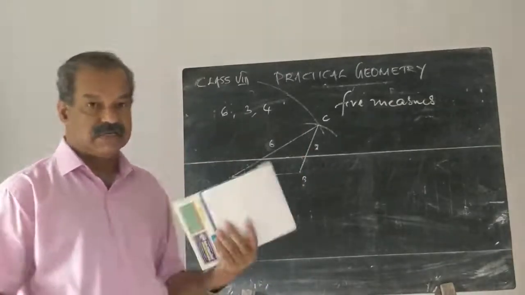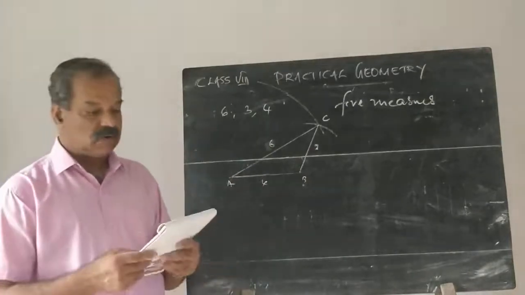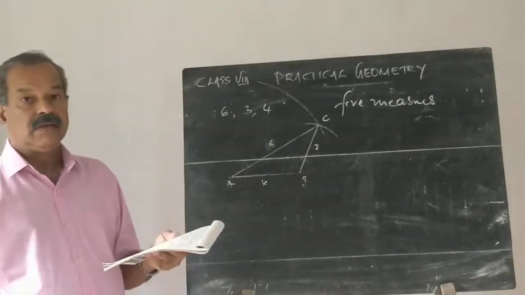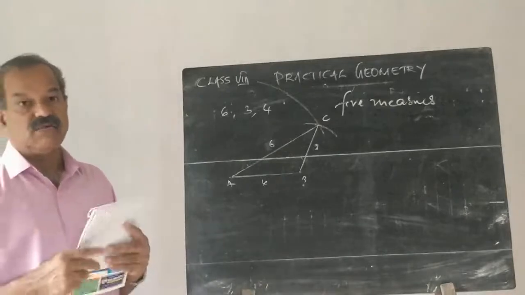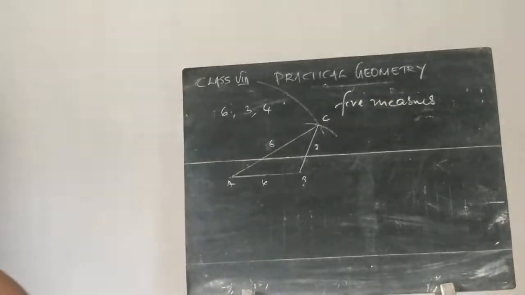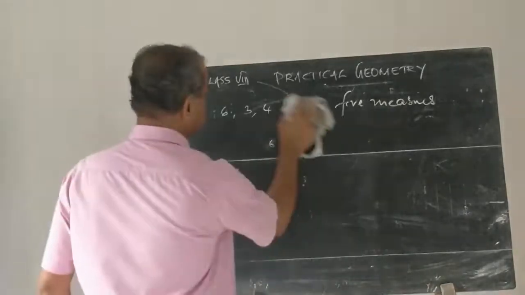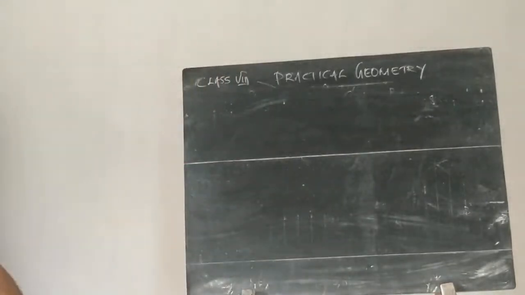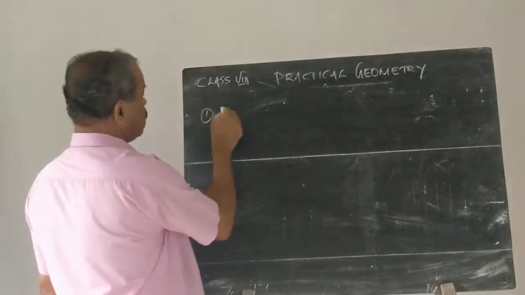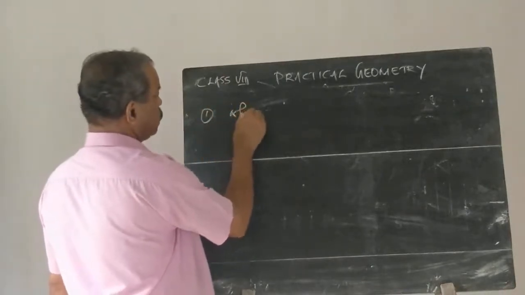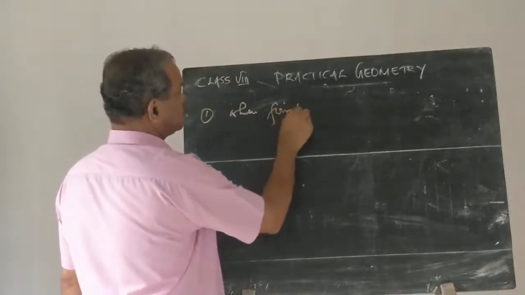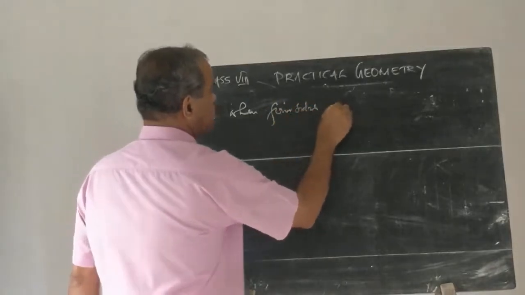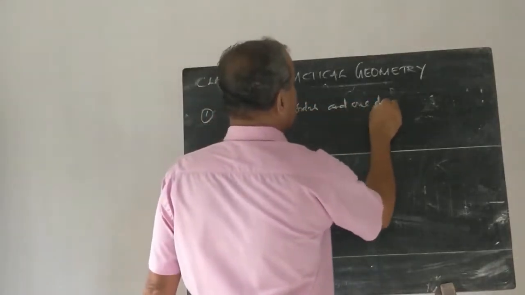Now first let us consider how to construct a quadrilateral when 4 sides and 1 diagonal are given. Case 1, first case. Construction of quadrilateral when 4 sides and 1 diagonal are given.